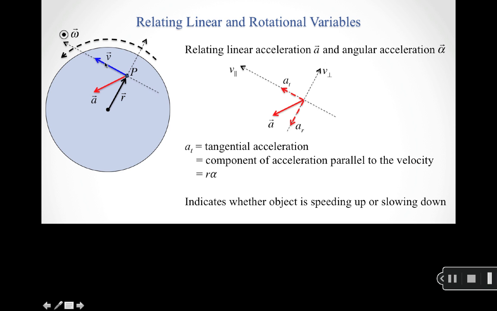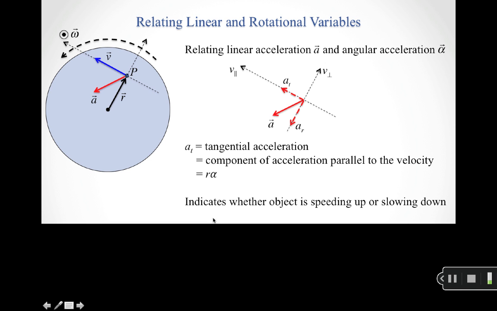So my tangential acceleration, in this case, my velocity is pointing in the direction sort of up and to the left here. My tangential acceleration is either going to point along this line up and to the left or back in the other direction down and to the right. But the tangential acceleration is going to lie along the same line as the velocity vector. The magnitude of that tangential acceleration component is going to be given by r times alpha. So again, r is our distance away from the axis of rotation, and alpha is the angular acceleration.